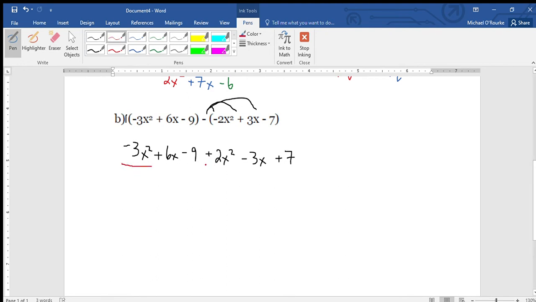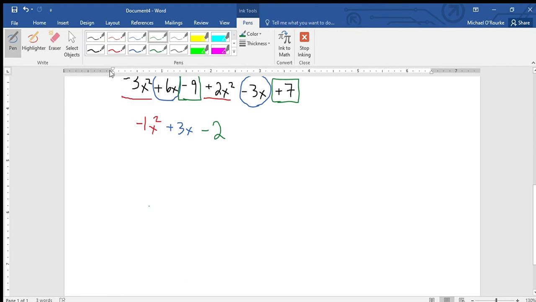Then, let's go through and identify my like terms. So I have x squared here and x squared here. I have an x here, I have an x here. And lastly, I have a constant and a constant. So let's put them together. Negative 3 plus 2 is going to be minus 1 x squared. 6 minus 3 is going to be 3x. And lastly, negative 9 plus 7 is going to be minus 2. So there's my simplified equation.